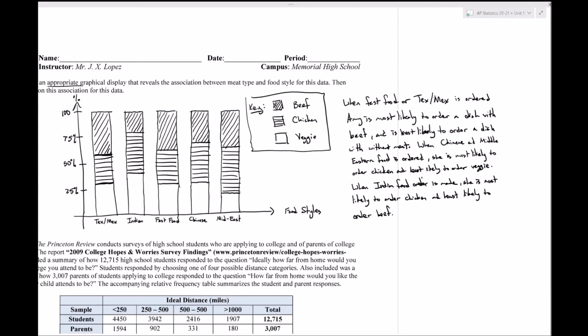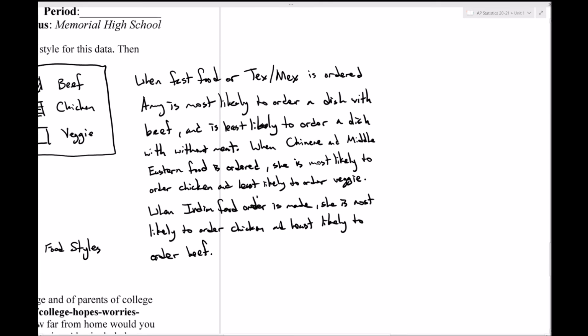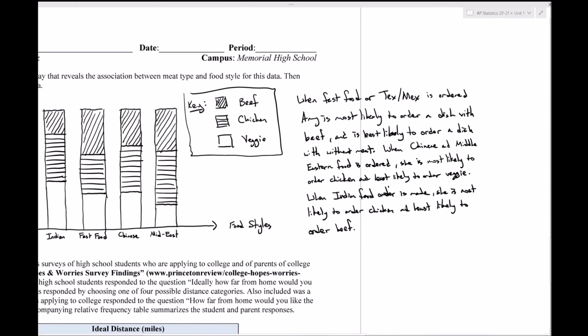So that's kind of a large response. But that's a response that you're expected to give for something like this. And that's something you're going to want to get used to. The AP exam is going to have a lot of writing like this.